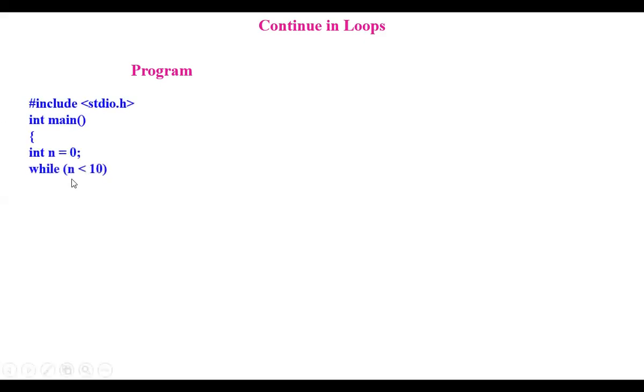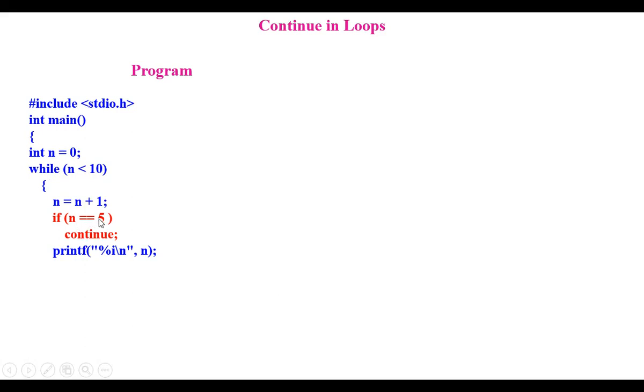Okay, you have taken n here, initialized with 0. We wrote a loop here using while n value less than 10. This will be continued. And here we have taken the loop. Here we have written if n is equal to 5, we write equal to two times.